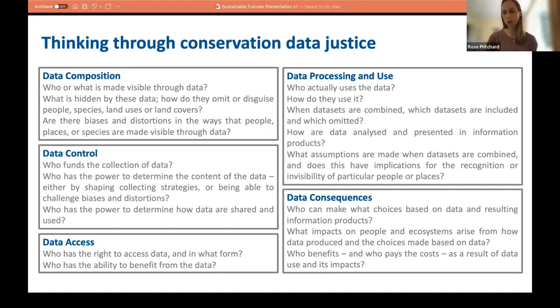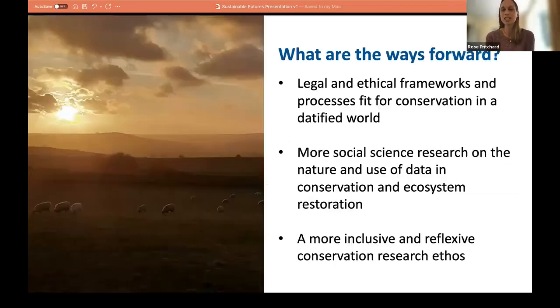So that's a super whistle-stop tour, and this is still quite a young area of research. So we have a massive amount that we still want to do. And we've kind of split this into three things in terms of legal frameworks, further research, and then also the kind of pragmatic steps that conservation researchers and practitioners and that others working with environmental data can take in their kind of day-to-day practice.